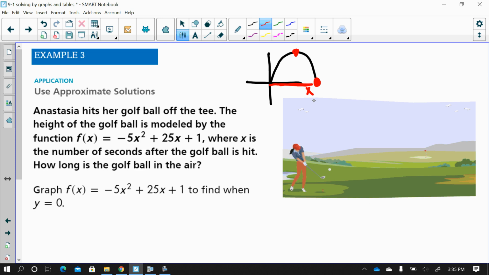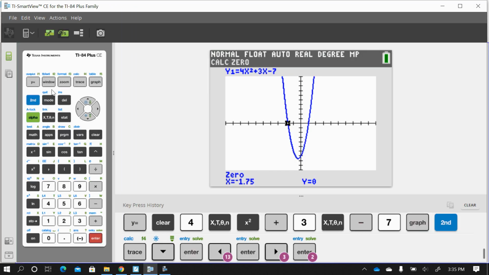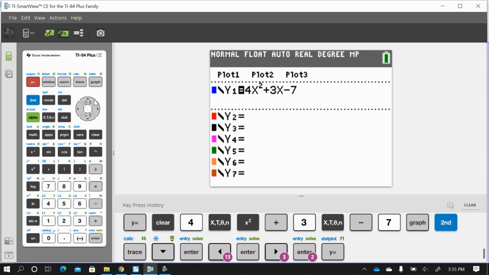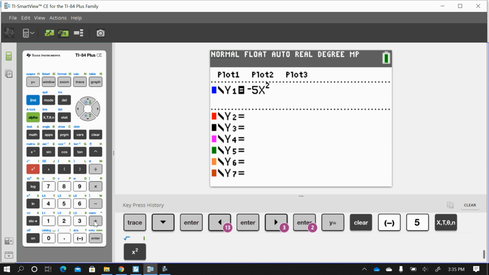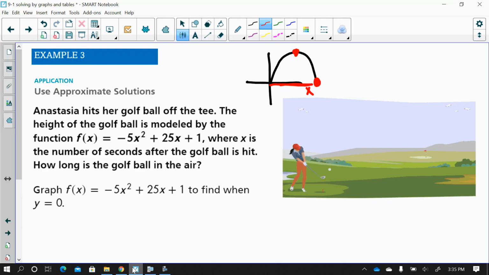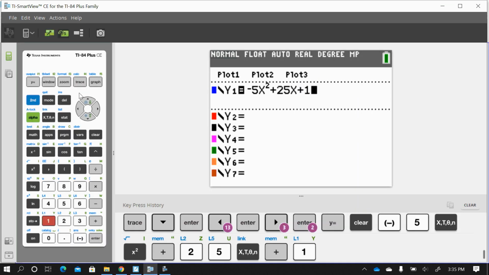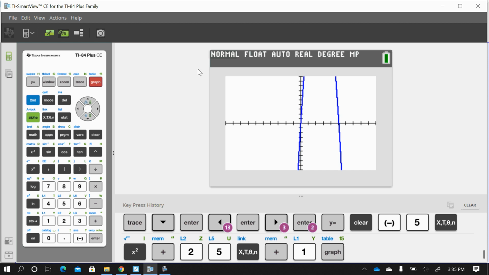So let's go ahead and graph this -5x squared plus 25x plus 1. So y equals, let's clear this, -5x squared plus 25x plus 1. Let me just make sure that's right. Yes. Okay, go ahead and hit graph. Okay, notice right here, this is where I hit the ball, time equals 0. I gotta find this guy.